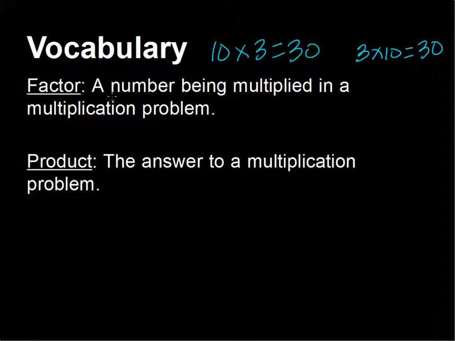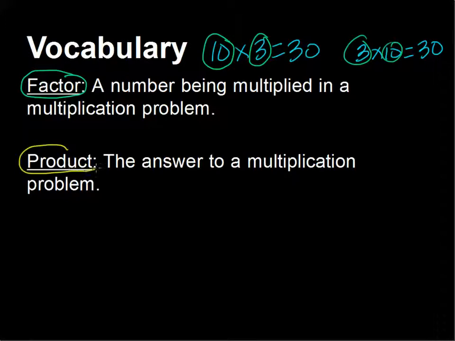So for the vocabulary related to multiplication, a factor is a number that is being multiplied in a multiplication problem. In this example we have two factors, the 10 and the 3. And then the product is the answer to our multiplication problem. As you see, it doesn't matter if the 10 is first or the 3, we still get the same product.